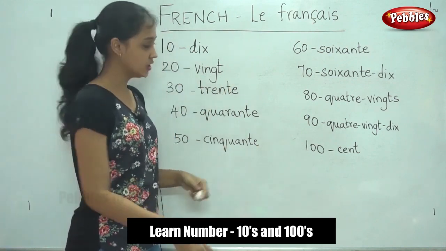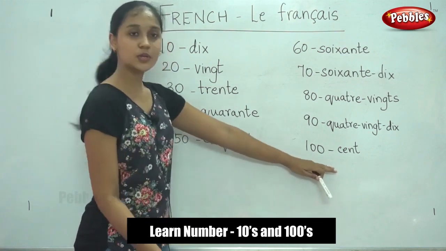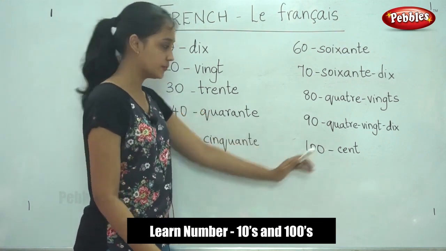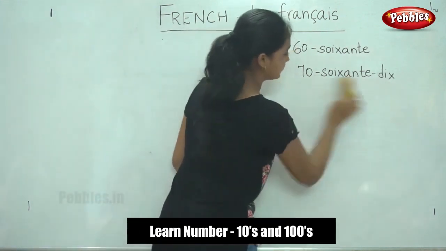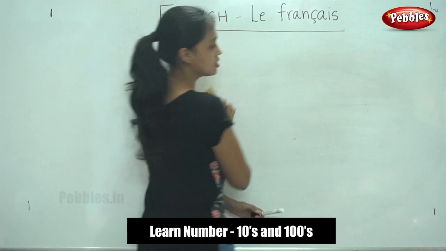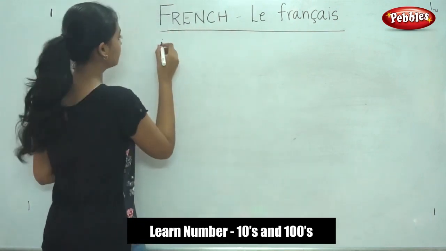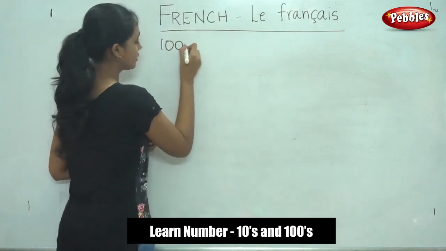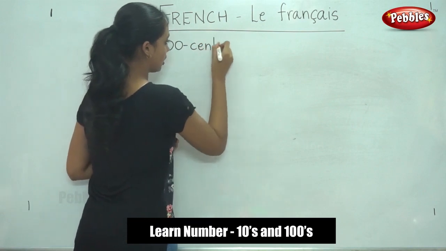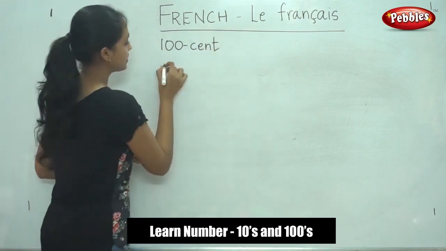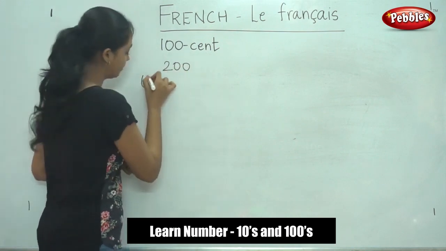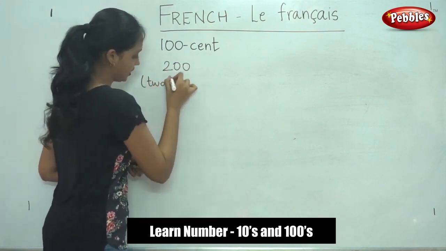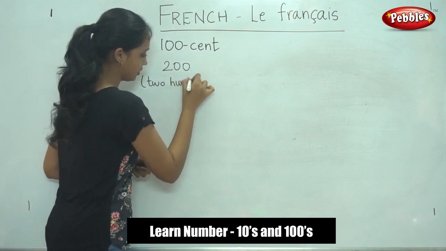So shall we move on to the next numbers? Now we know how to write 100. So it is very easy to write numbers after that. So for 100, it was 100. So you must have guessed what would it be for 200. How do we write? 200.